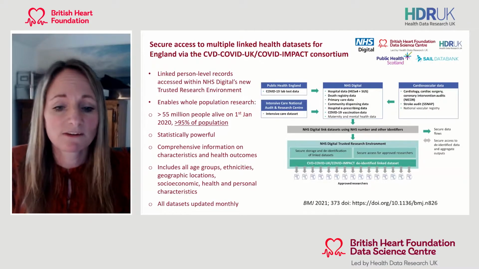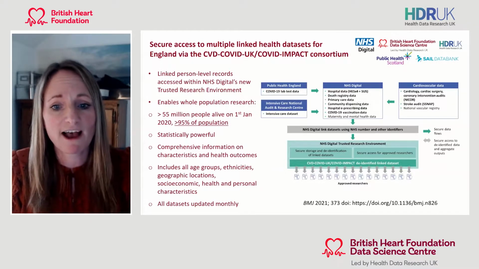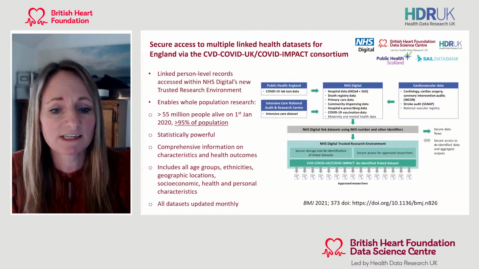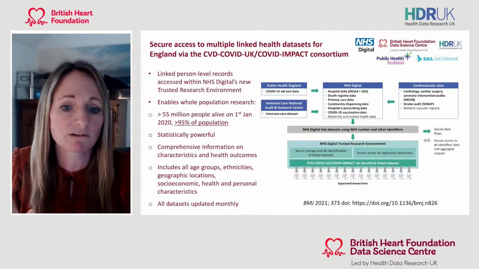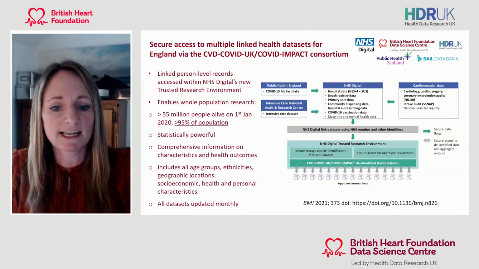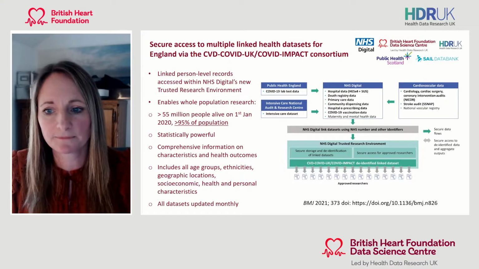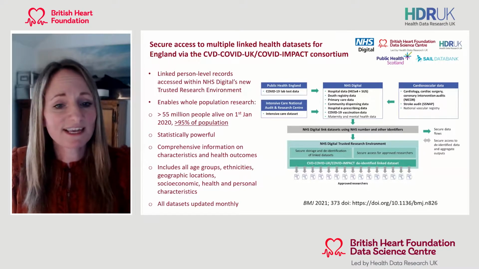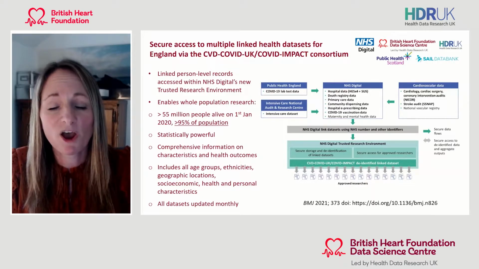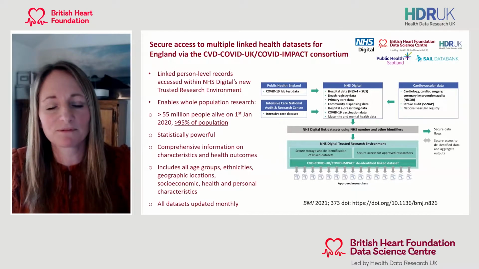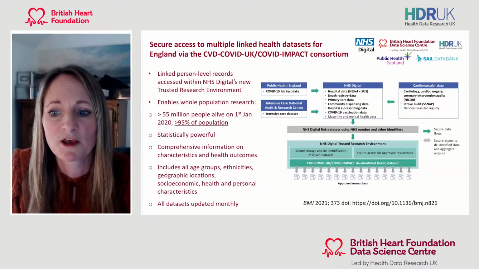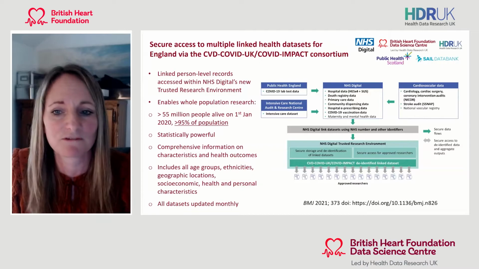And these linked person-level records are accessible through the new NHS Digital's trusted research environment for England. And this environment ensures a secure storage of and access to the data, but minimises any security risks of data travel. So researchers go into the trusted research environment to access and analyse the data. And the resource includes detailed information on over 55 million people, and that's more than 95% of the population in England, providing a statistically powerful resource.